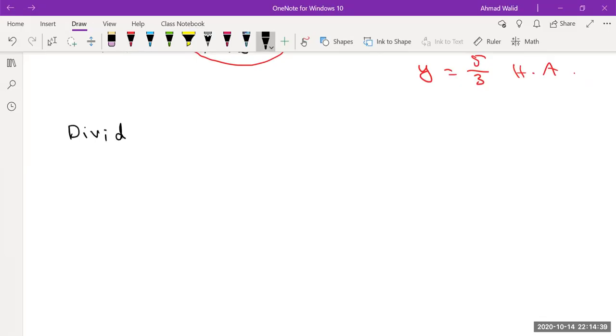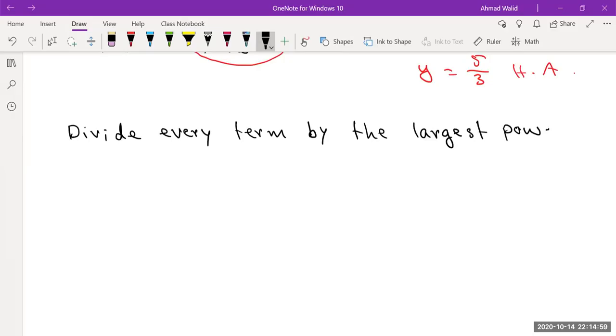Now, which method did I use here? I divide every term by the largest power of x, or in general you can say the variable, in the denominator.